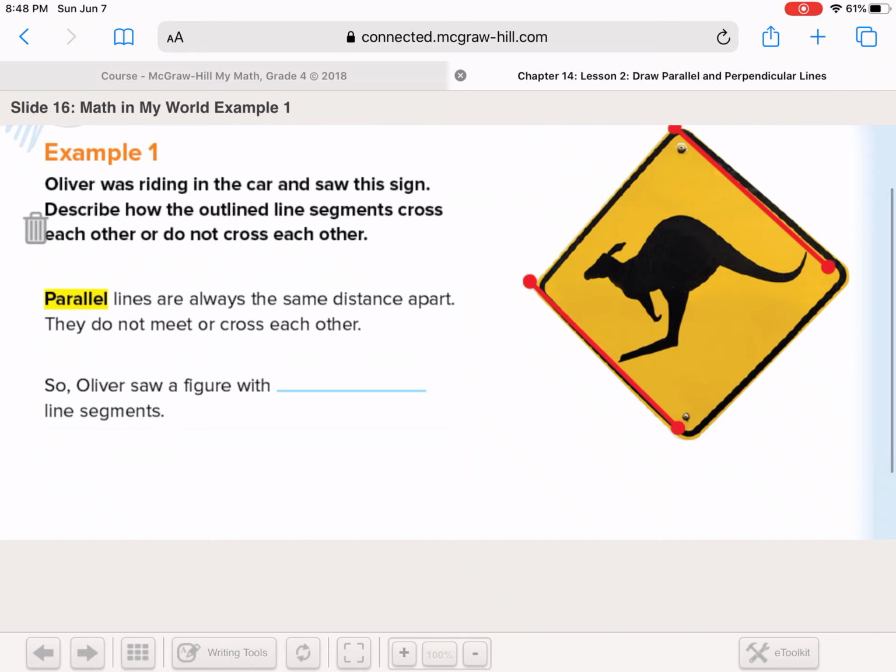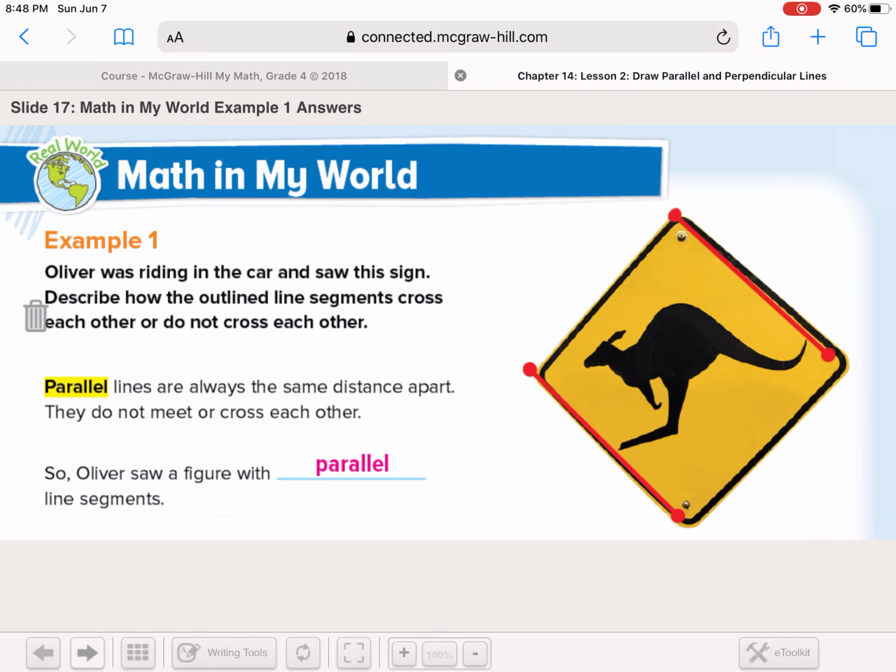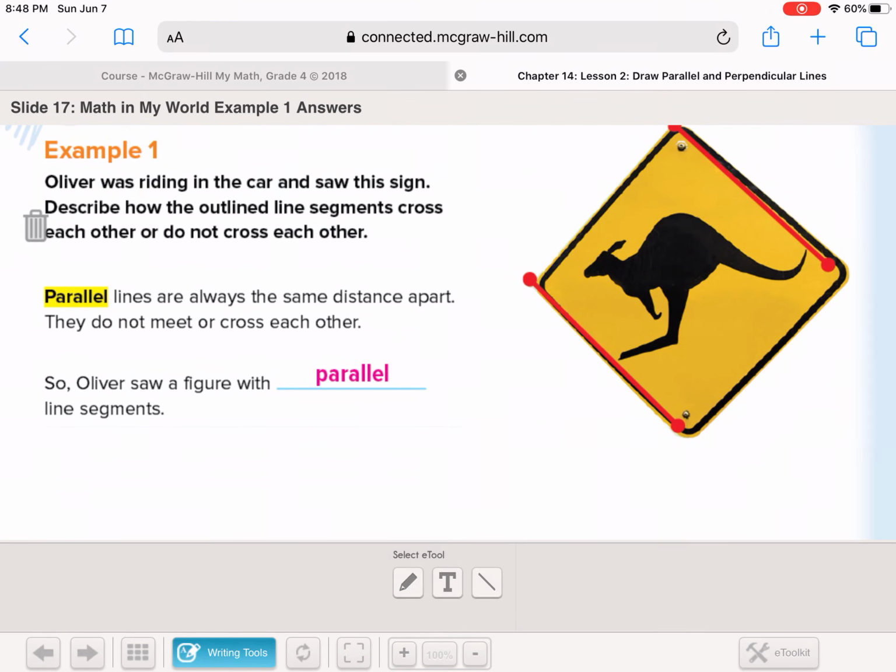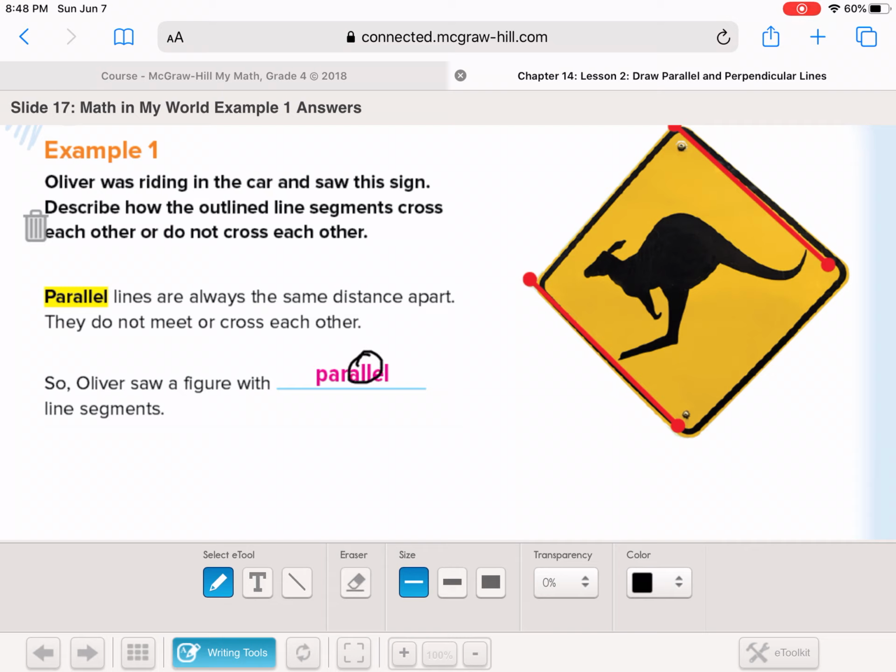All right. Oliver was riding in the car, and saw the sign. Describe how the line segments cross each other. So these orange things here. How do they cross each other? Are they parallel? Parallel lines are not always the same distance apart, but they never, ever cross. So he saw something with parallel line segments. See those two L's? Parallel. They're never going to touch, but they're always a different distance apart.